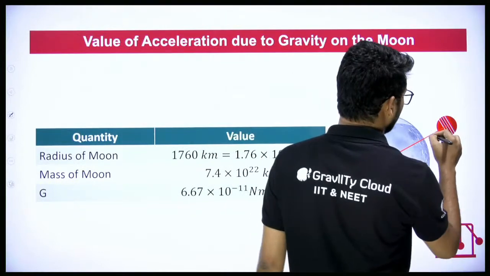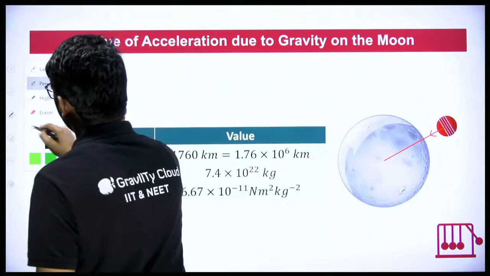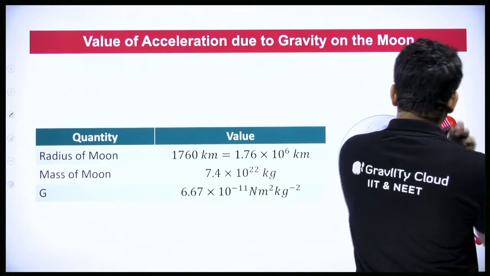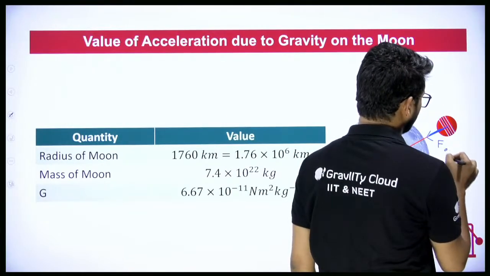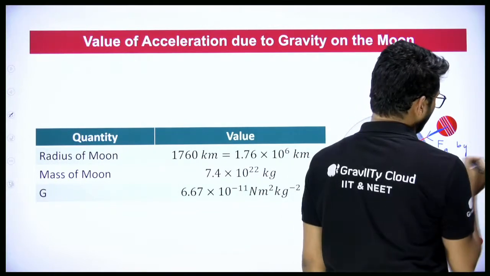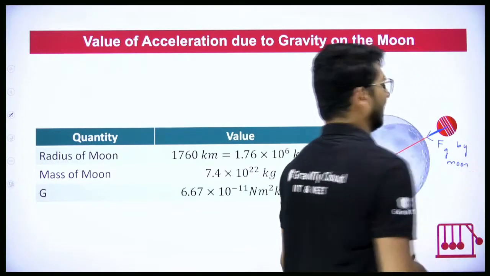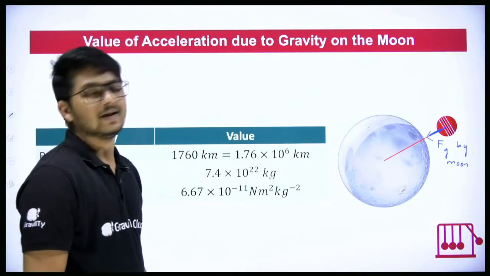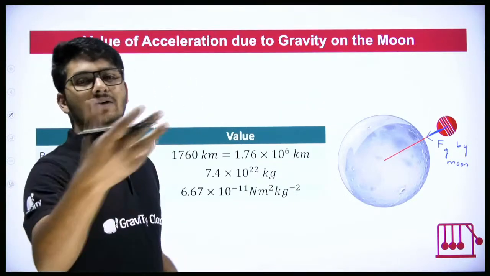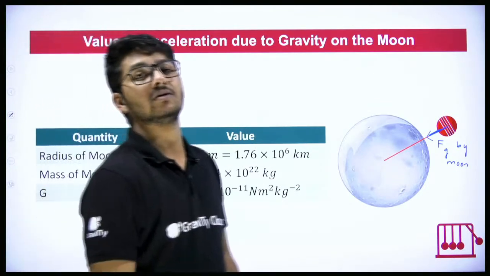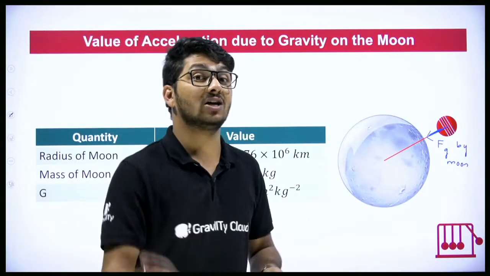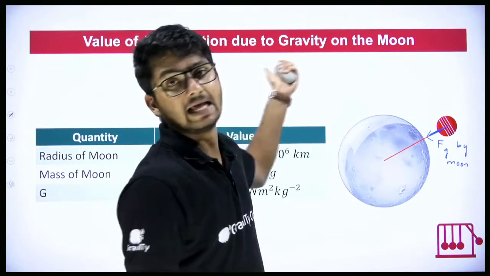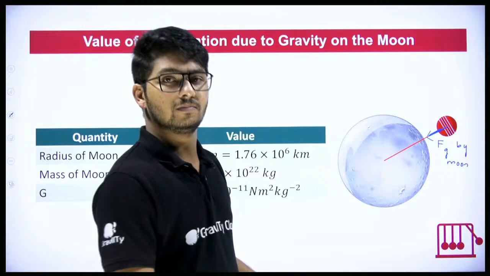Gravitational force will be there. On what? On the ball. By whom will that gravitational force be applied? Earth will apply that gravitational force. You can say, not Earth, sorry, moon. So gravitational force on the ball by the moon will be there. And if there is gravitational force, there will be acceleration. So the acceleration due to gravitational force of the moon is nothing but acceleration due to gravity on the moon.